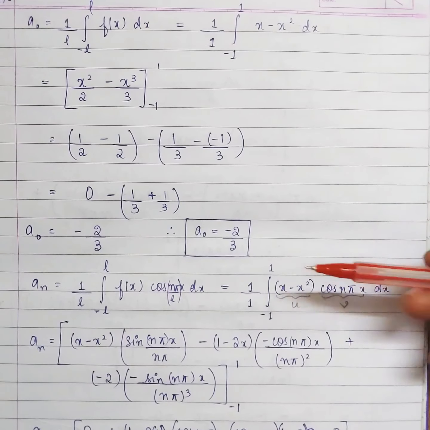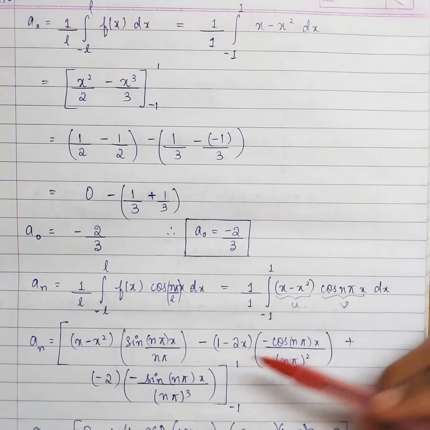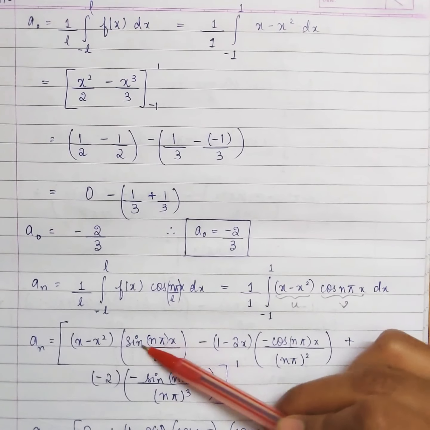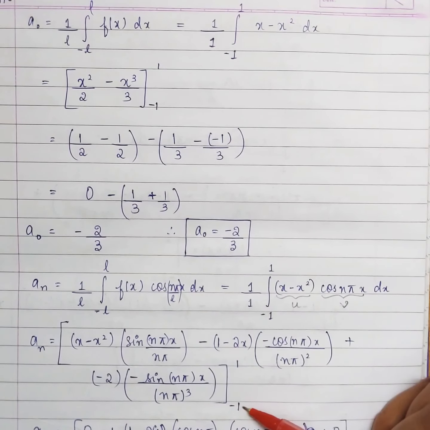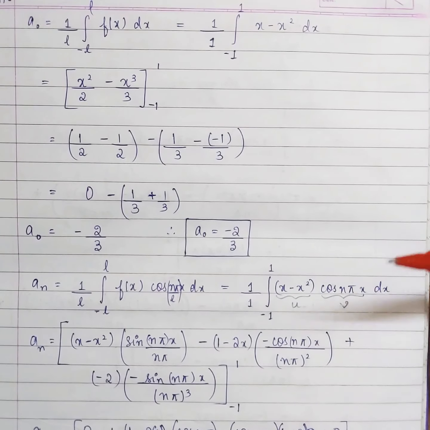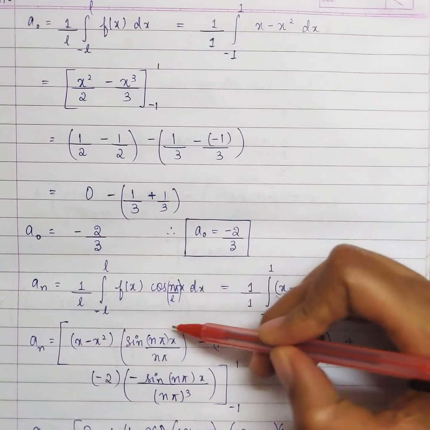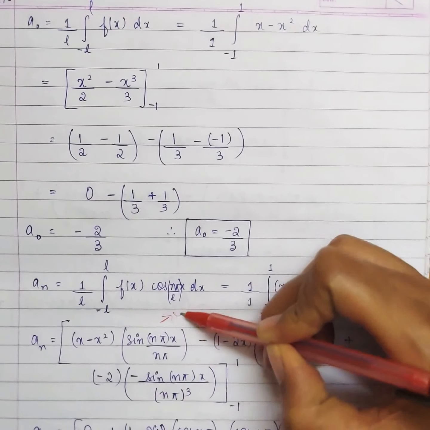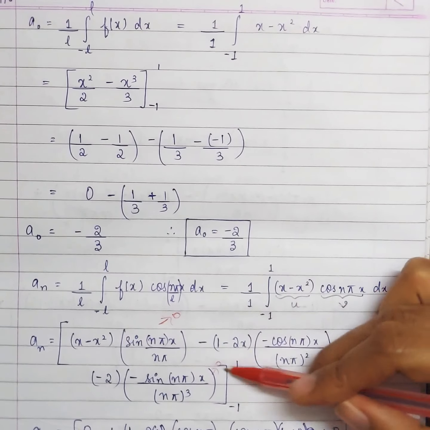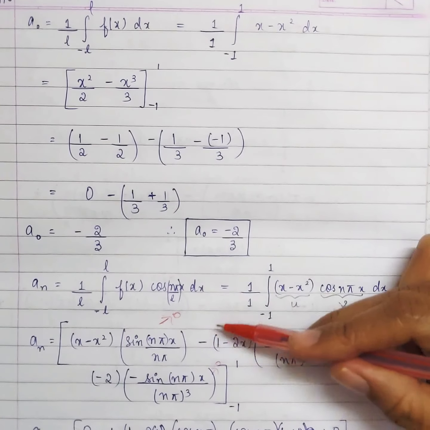Whenever we are applying the limit, just see the concept here. There is no fraction, luckily. So if I replace x by 1, I will get sin n pi. If I replace x by minus 1, I will get minus sin n pi. Whether it's plus or minus, sin n pi is going to be 0. So this term will become 0. Again, the last term also will become 0. Only for this term do you have to apply the limit.